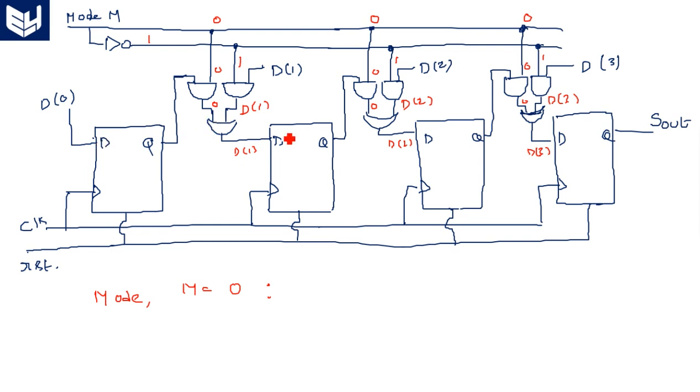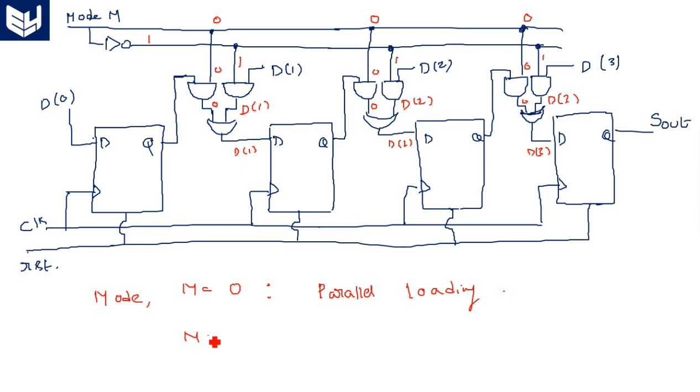And here D of 0, D of 1, D of 2, D of 3. What is the operation going on? Parallel input loading. So, here parallel loading is done for mode equal to 0 operation.